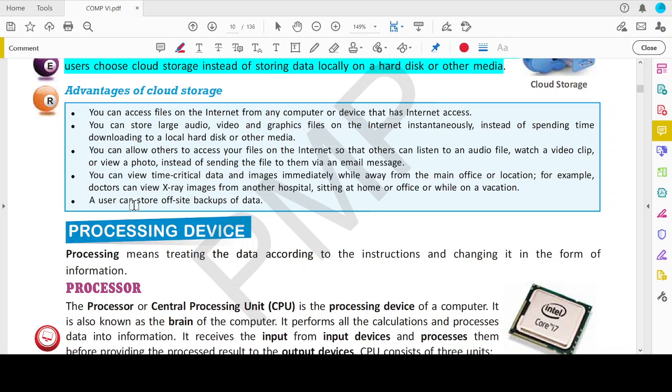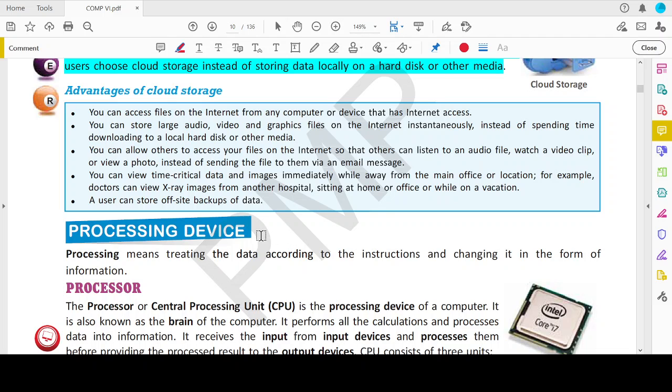Right? A user can store off-site backups of data. You can store your data as a backup on the server. If you have damaged your device, if your hard disk is physically damaged and not working, you can get the data which you have uploaded to the server onto a new hard disk or any kind of disk you have replaced it with. So it works as a backup of data. So those are the advantages of using cloud storage.